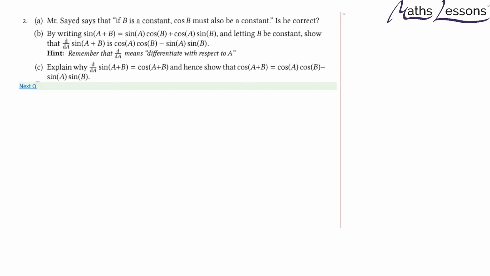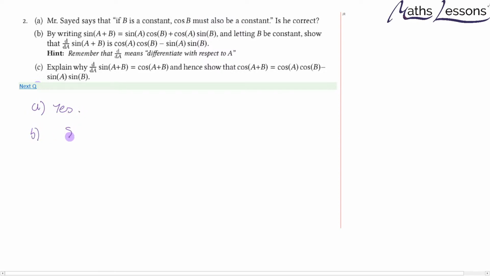Okay, that's your 5 minutes, and what we're going to do is look at this. Mr Said says, if b is a constant, cos b must also be a constant. Yes, he is correct. If b is a constant, then cos of that, if you imagine b is 45, cos of 45 never changes, it's a constant. So for part A, the answer is yes.